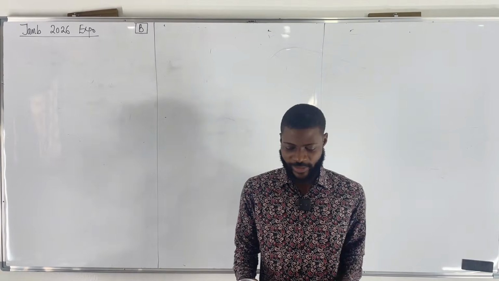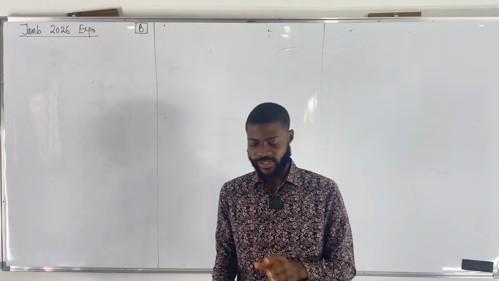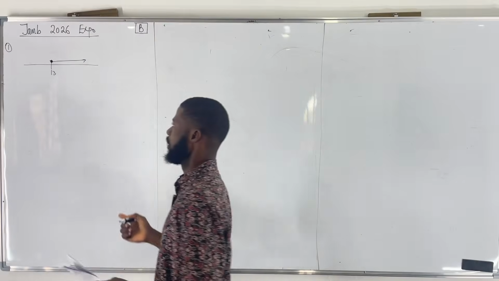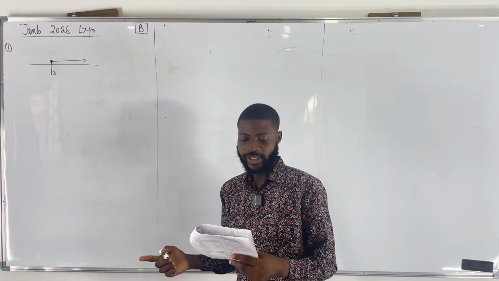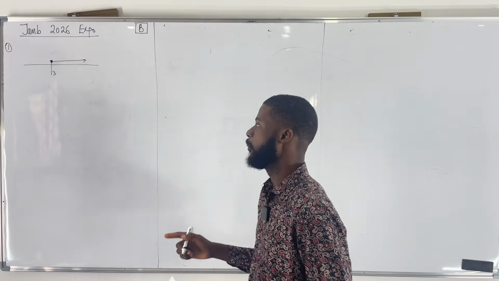Enough of the talk. You already watched the first series, so that's an intro to what this would be. So the first question says, which inequality is represented in the diagram above? So this is the inequality that we have. So the options are like, which of the following will be the inequality?